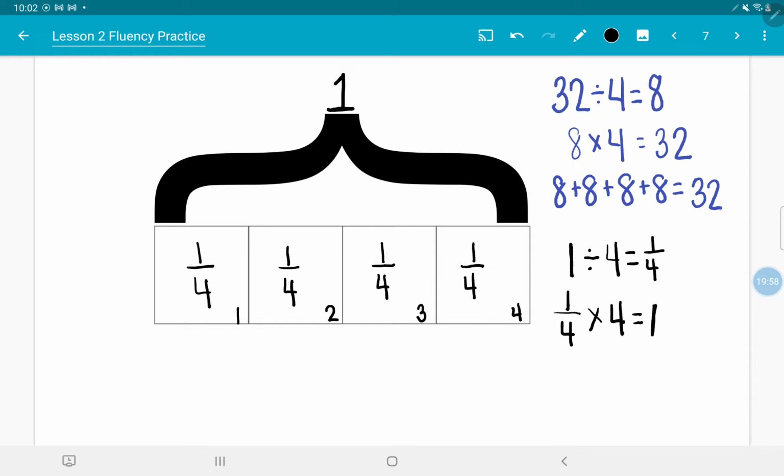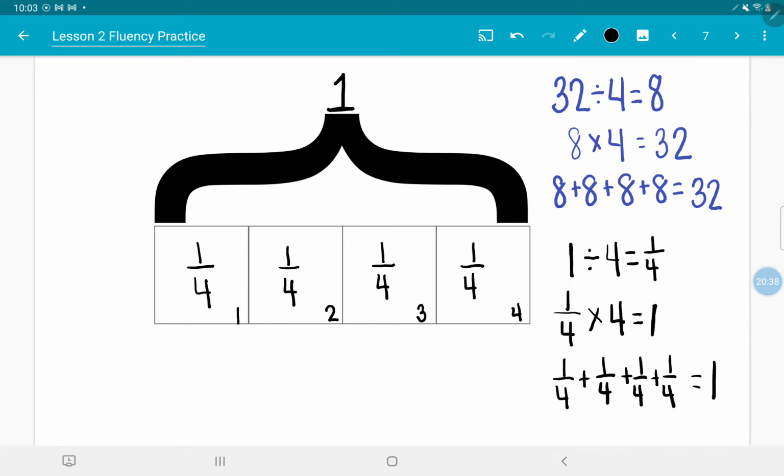How would I write 1/4 times 4 as a sum of unit fractions? Not 1 plus 4. What's the value of each piece? 1/4. So I would have 1/4 plus 1/4 plus 1/4 plus 1/4 equals 1. That's the sum of unit fractions. I could break that down into each piece and add them together.